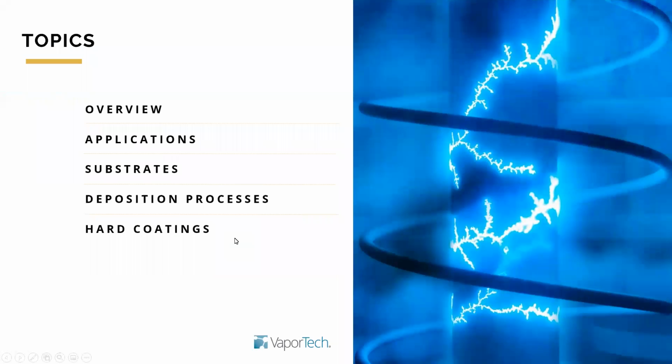Just the topics that we're going to be talking about today: I'm going to give you a quick overview, some applications, substrates, and for those that are not familiar with that term, substrates is any material, any part or component that is to be coated. Some of the deposition processes, we're not going to go into detail on that. There's a separate webinar where we talk at length on the processes that are used. And even though we call them performance coatings and there are different types of applications and functionalities, we're going to focus a little bit more on hard coatings.